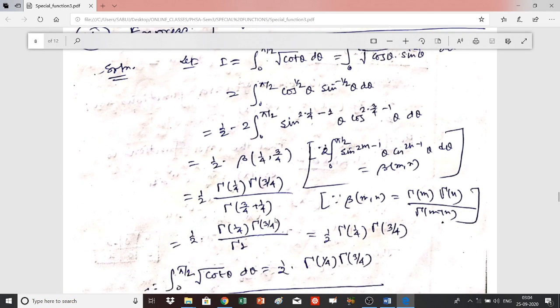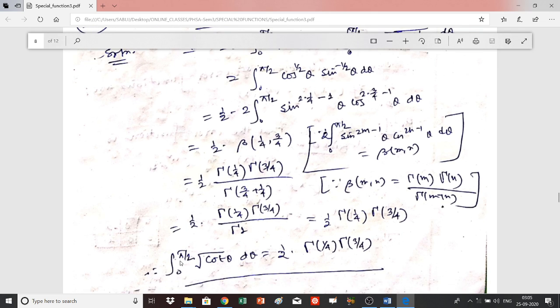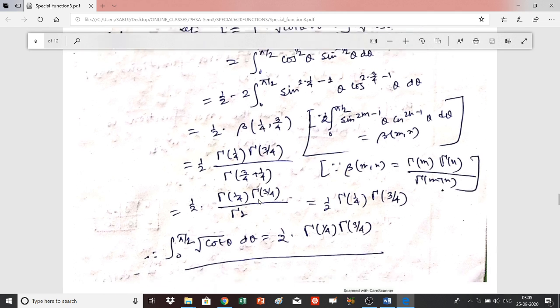Just calculate this using this, because you know that beta m, n is equal to gamma m gamma n by gamma m plus n. Using this relation you can write this, and finally this, and this is the final result. So the integral from 0 to pi by 2 of square root cot theta is equal to half of gamma 1/4 gamma 3/4. Here is the computation details. The computation is given here. Just have a look at it.